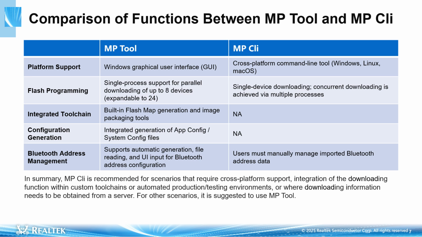Integration of additional tools. MP tool integrates the Flash Map Generate tool and Pack tool. MP CLI does not integrate these additional tools. Configuration generation. MP tool supports generating APP&MPPG and system config files. MP CLI does not support this feature. Bluetooth address management. MP tool offers various methods to manage Bluetooth addresses, including auto-increment generation, reading from a file, or manual entry through the UI. MP CLI supports manual entry of the Bluetooth address by the user.